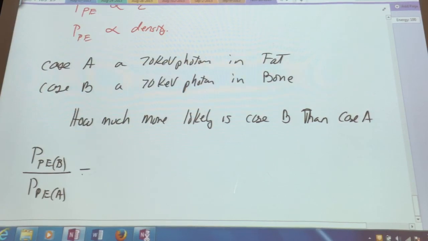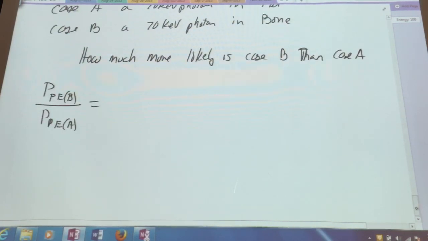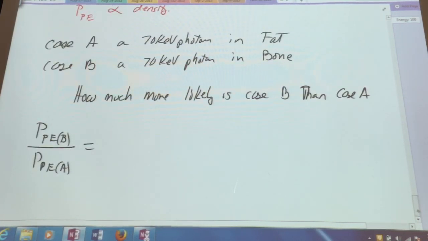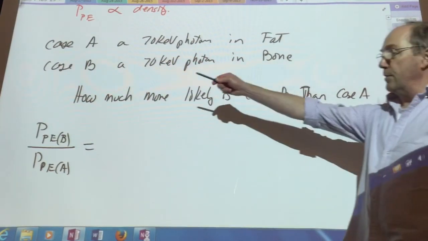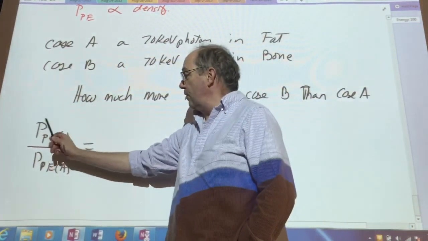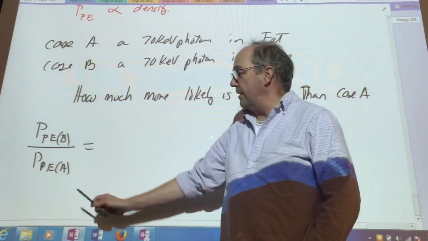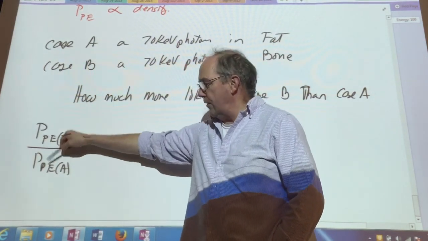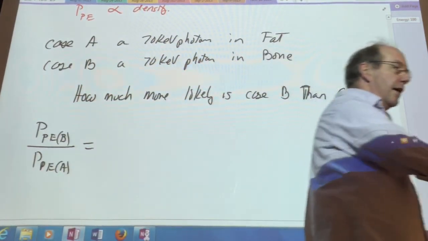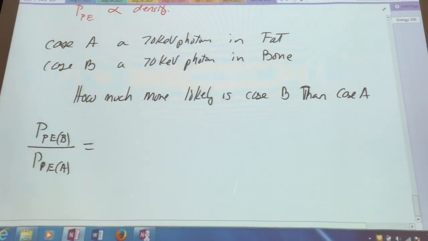So the notation here is a little abstract. We're trying to write the probability of photoelectric absorption. That's the capital P with the subscript photoelectric in case B, probability of photoelectric effect in case A. I would like to get rid of some of those subscripts, but we're going to have a few other things to deal with, so I need to keep the subscripts around.